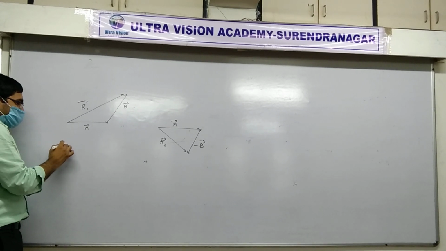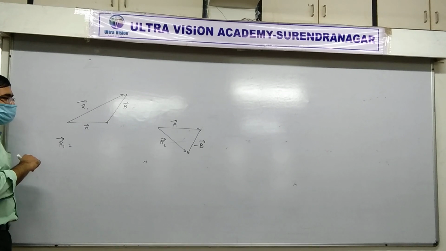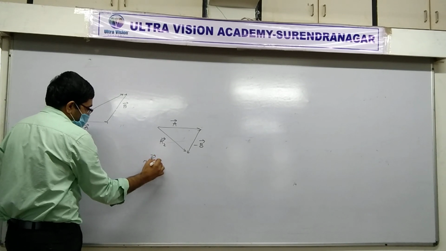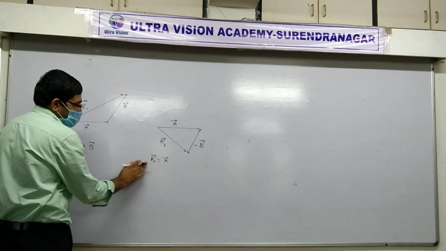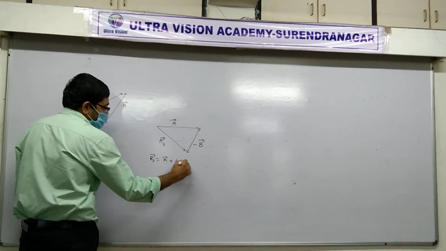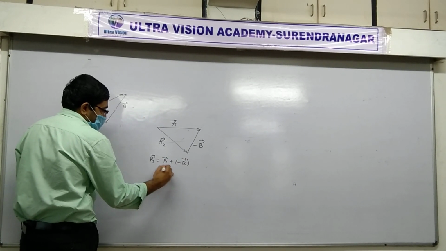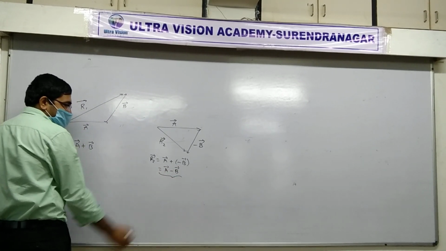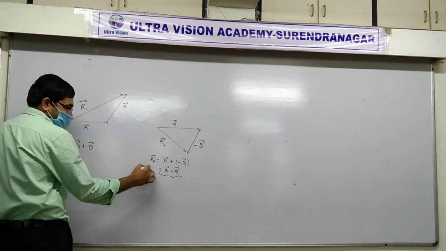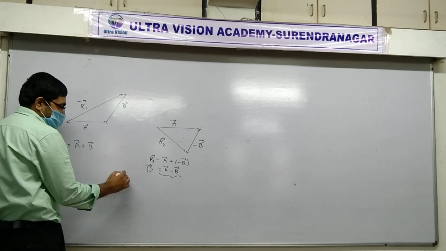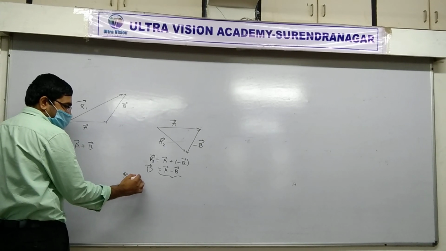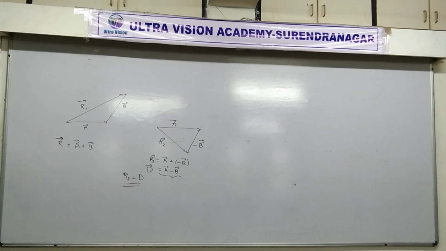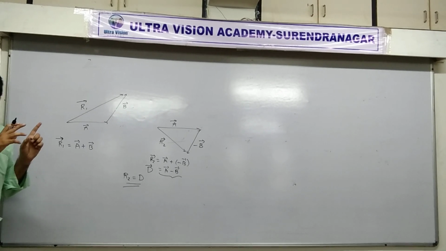Now, can you write this mathematically? R1 vector equals A vector plus B vector. R2 vector equals A vector plus minus B vector. Yes or no? But this is the same as A vector minus B vector. Are you aware of this? What do we call this? Difference. So what should I write? D. Actually, what we are calling R2 is nothing but D, the difference. Fine or not, everyone?